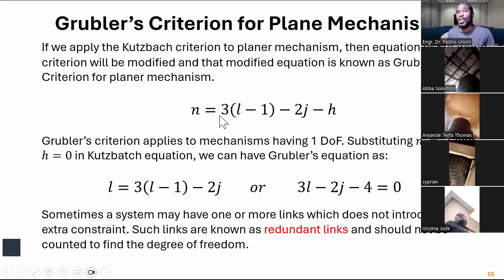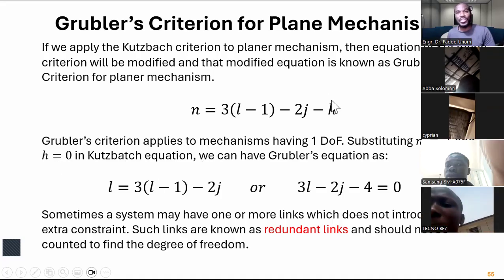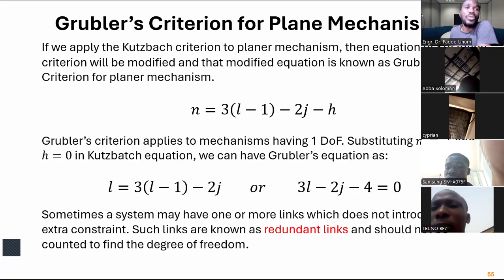So in this equation, where we see n, which is the number of degrees of freedom, we put 1. And then there are no higher pairs with Grübler's equation. So we put 0 for H. So if n is 1 and H is 0, if you rearrange the equation, you arrive at this. That should not be L, that should be 1. Okay, because we are saying that the degree of freedom here is 1.